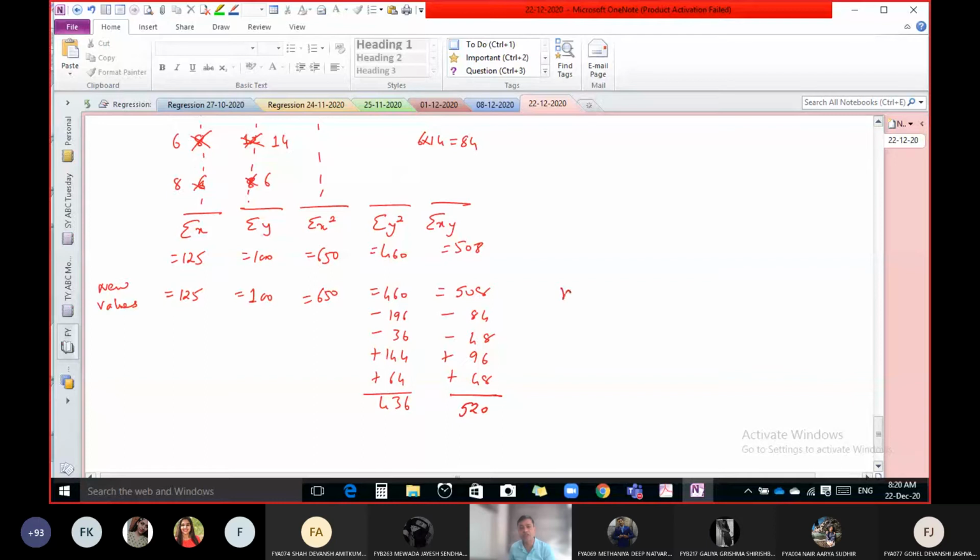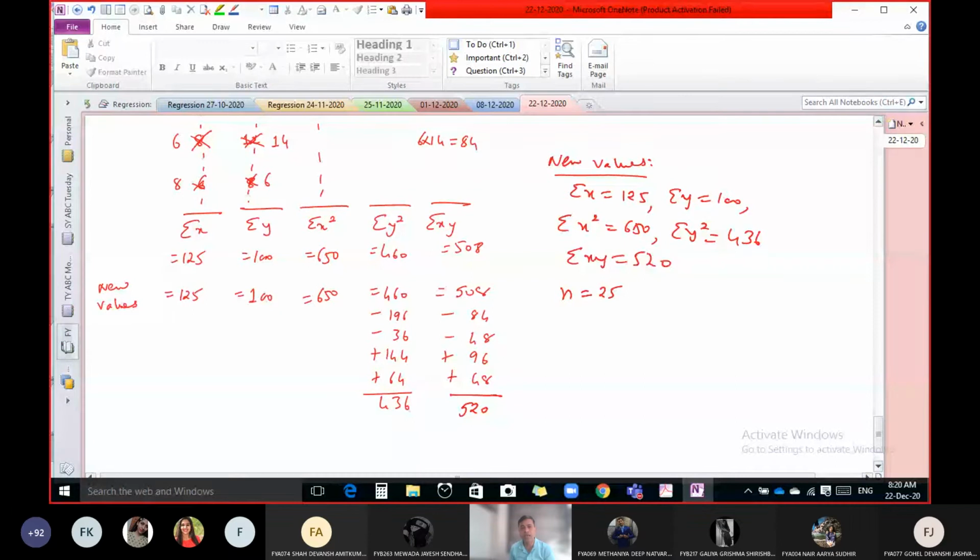And is there any change in the value of n? No, sir, it remains the same, 25. So now we have new values. Sigma x 125, sigma y 100, sigma x square 650, sigma y square new value is 436, and sigma xy new value is 520, n is 25. And now you have to calculate everything by using these new values.